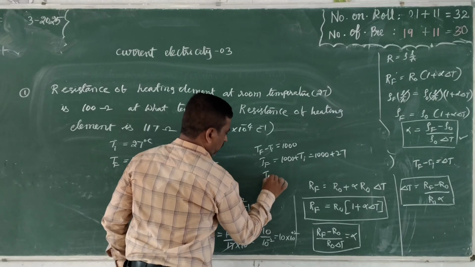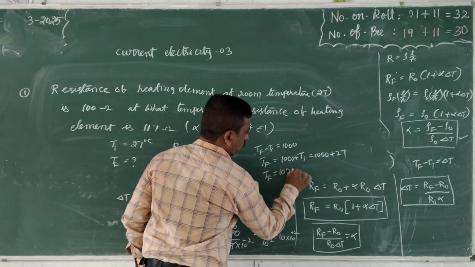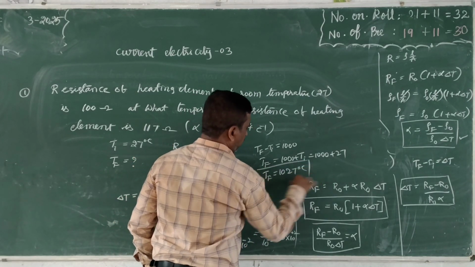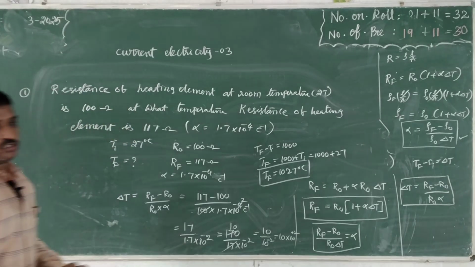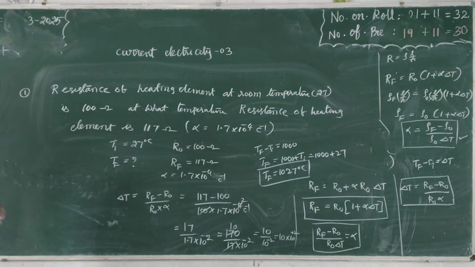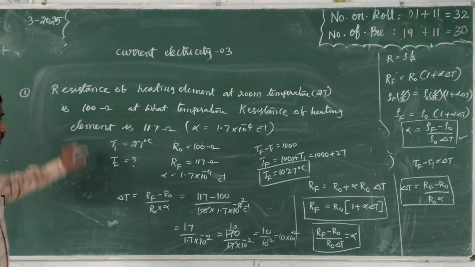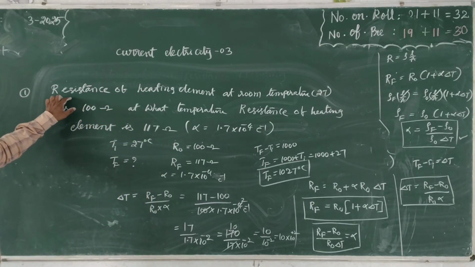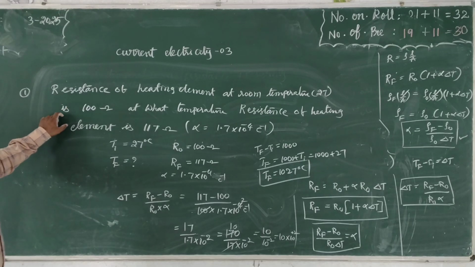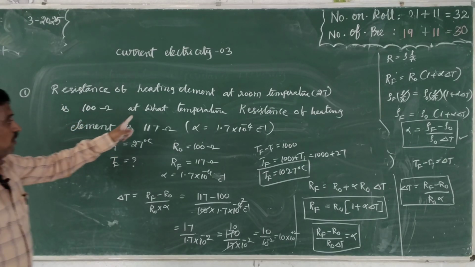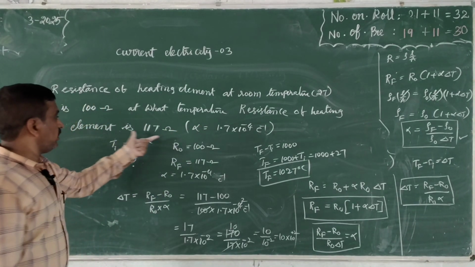What we get now here, T final equal to 1027 degrees Celsius. What is the final temperature now? 1027 means at 1027 degrees the resistance of the heating element is 117. What they give here: the resistance of the heating element at room temperature, 27, is 100 ohms. At what temperature is the resistance of the heating element 117?